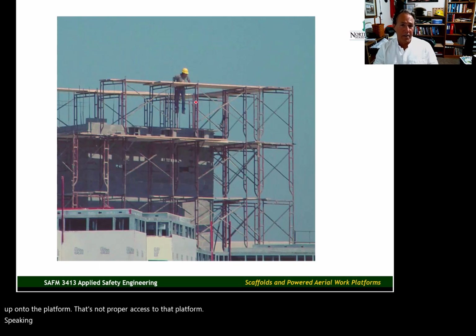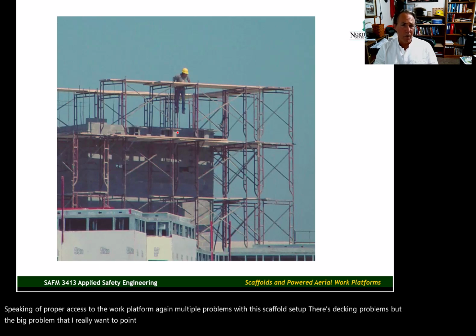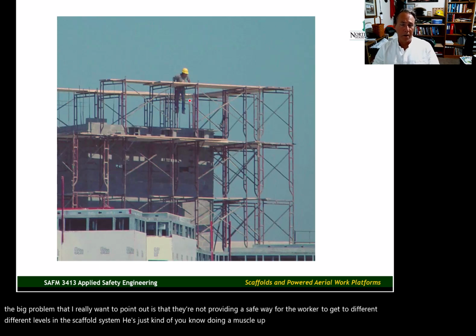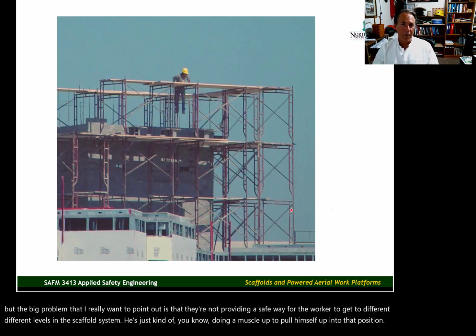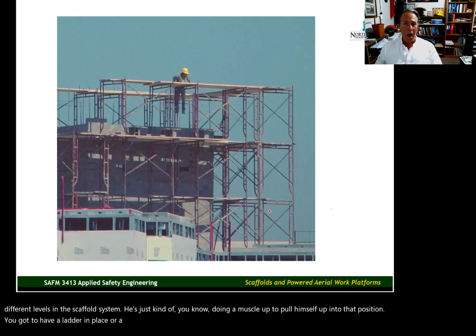Speaking of proper access to the work platform, again, multiple problems with this scaffold setup. There's decking problems, but the big problem that I really want to point out is that they're not providing a safe way for the worker to get to different levels in the scaffold system. He's just kind of doing a muscle up to pull himself up into that position. You got to have a ladder in place or a stair system. A lot of the more extensive scaffold systems, they will have stair towers that are constructed alongside the scaffold, and those stair towers make access easy and safe.